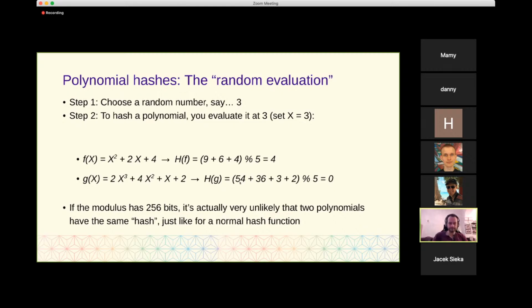Now, we only have 5 possible outcomes in F5, but if the modulus had 256 bits, then it's super unlikely that two polynomials would have the same hash, because there are so many possible numbers. 2 to the 256 is so many, it's very, very unlikely.